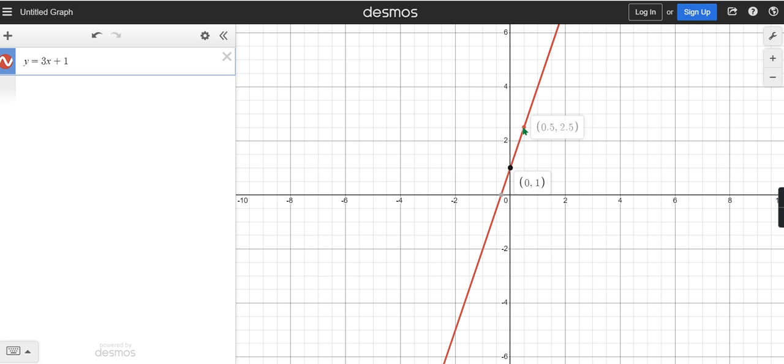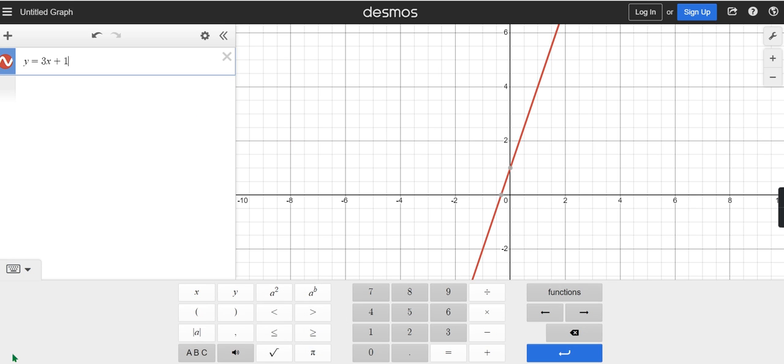Now watch the scale. Each box is a half. So the rise is 3 boxes, 1.5, and the run is 1 box, which is 0.5. 1.5 divided by 0.5 is 3. Rise over run is 1.5 over 0.5, which is 3. So we can see that it has graphed the line y equals 3x plus 1. Okay, so that's how you graph.